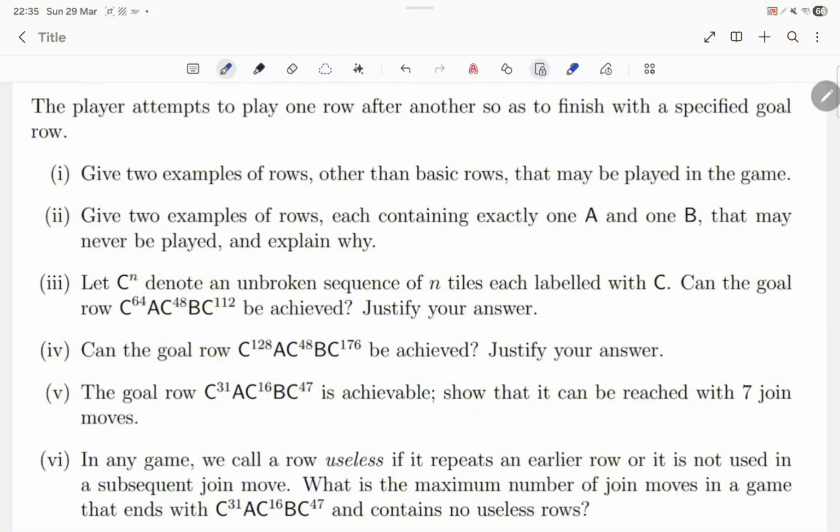Part 6. In any game, we will call a row useless if it repeats an earlier row or it is not used in a subsequent join move. What is the maximum number of join moves in a game that ends with C31, A C16, B C47 and contains no useless rows? Pause the video to have a think, and once you're ready, restart to see if you were correct.